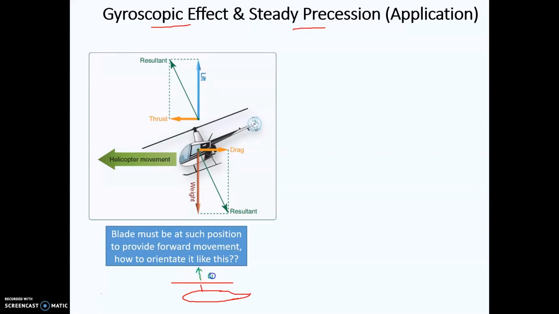Let's say this is the direction for the angular velocity. So how can we rotate the blade to this position? Many people might think we just need to apply the torque in this direction so that the blade will rotate in such a manner. However, this is not true.